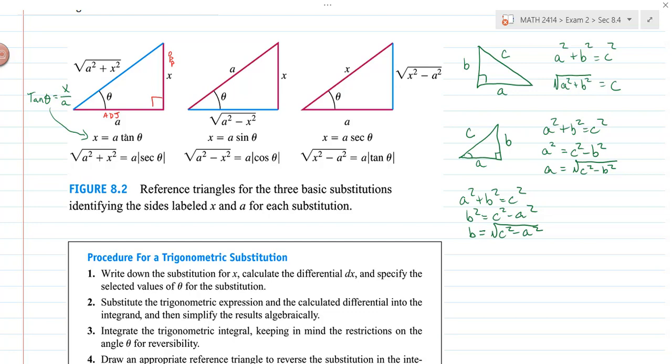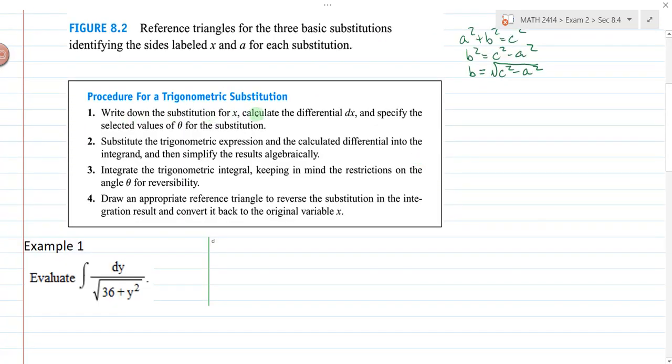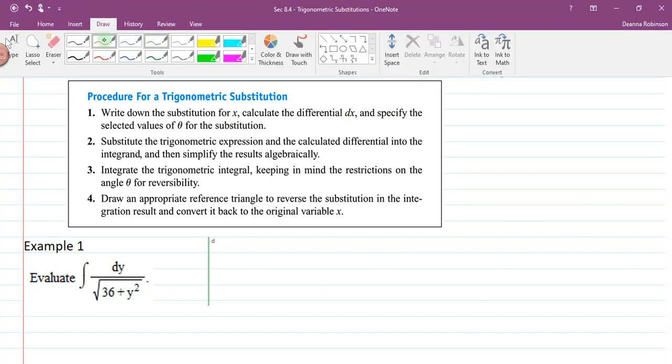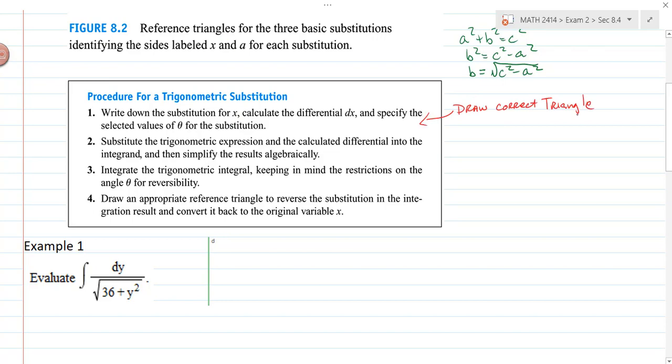And the secret, or the key to being able to do this easily, is by drawing the right triangle to go with the problem. So we're going to write down a substitution for x and calculate the differential dx, and then specify the selected values of theta for the substitution. The key to this is drawing the right triangle. Will the problems work if you don't label your sides correctly on the triangle? Yeah, but it won't be as nice. It may be a more difficult problem.